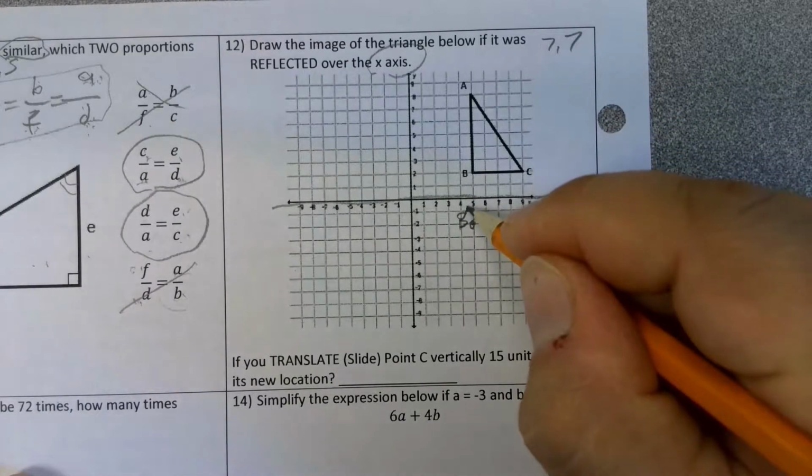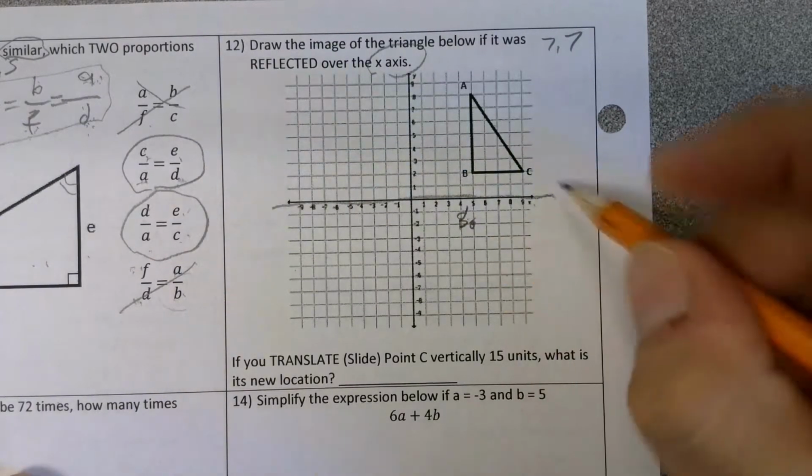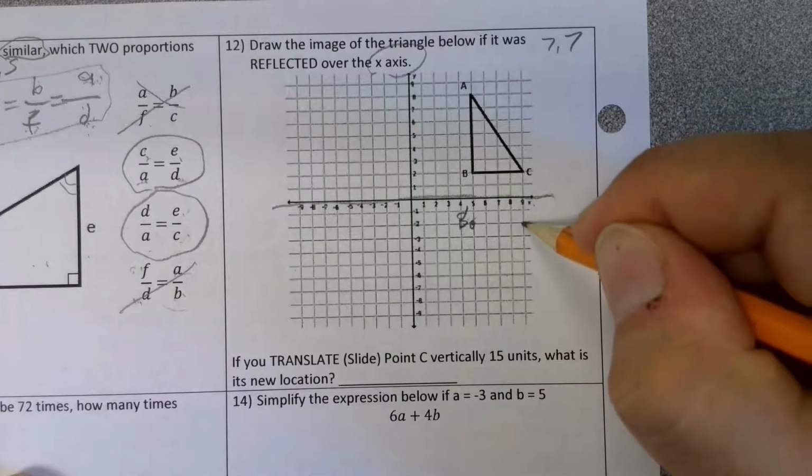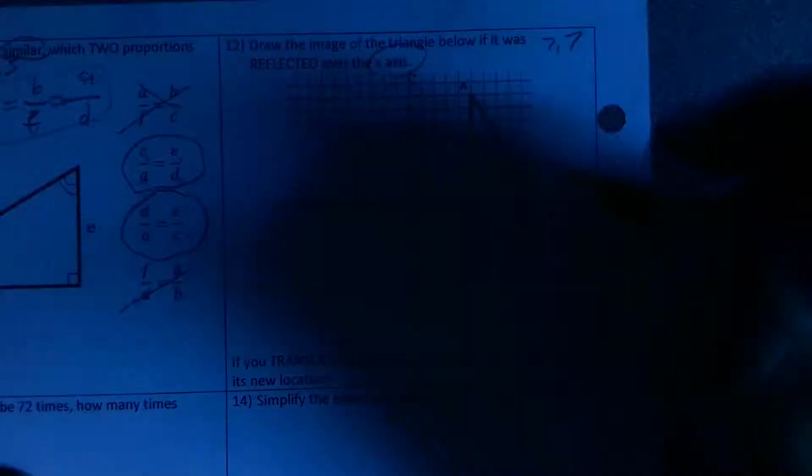And I'm going to go ahead and put B with an apostrophe. That means the image of B. This is 2 above. This is 2 below. This is C with an apostrophe.